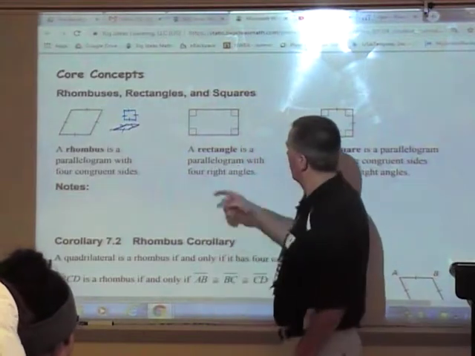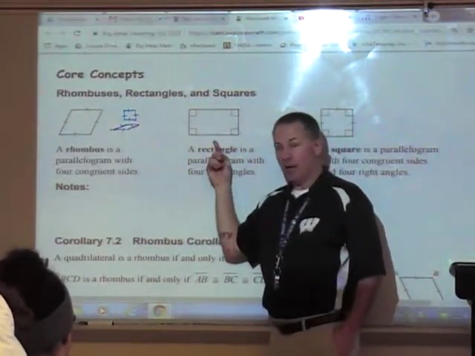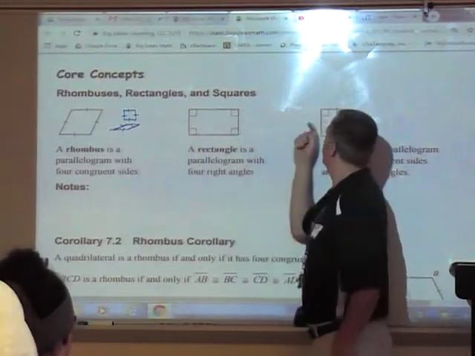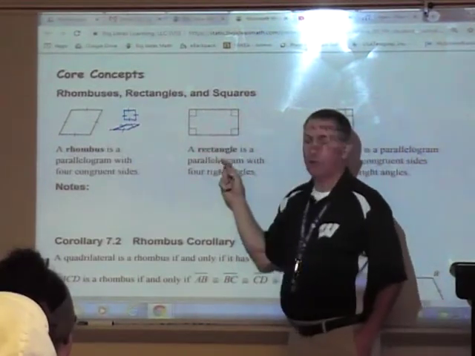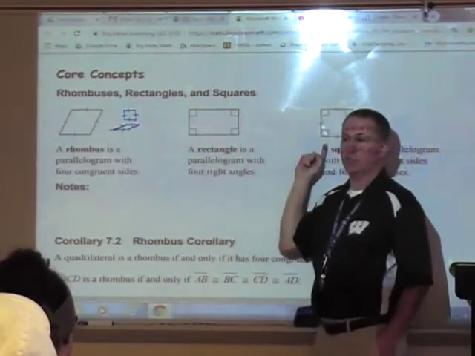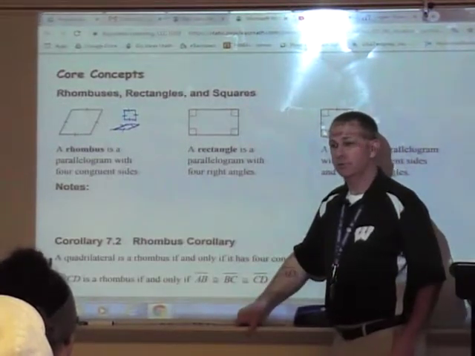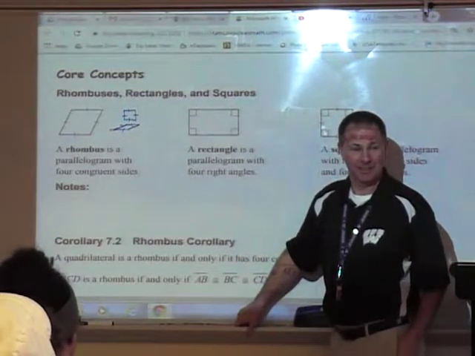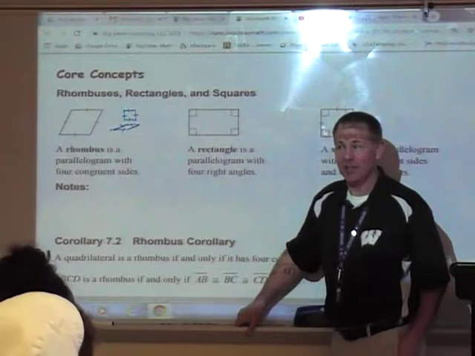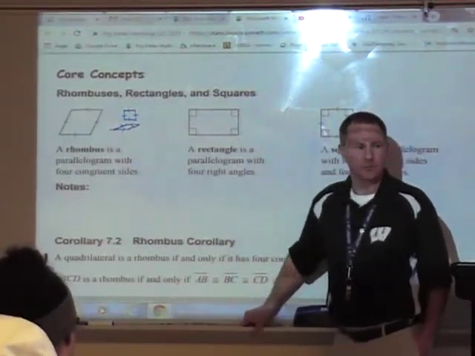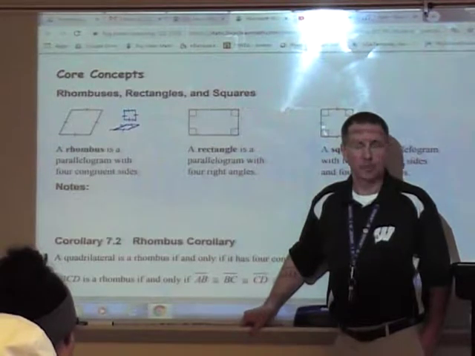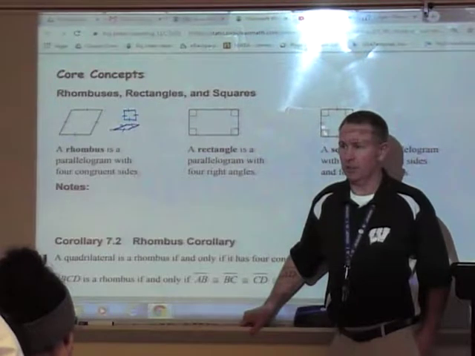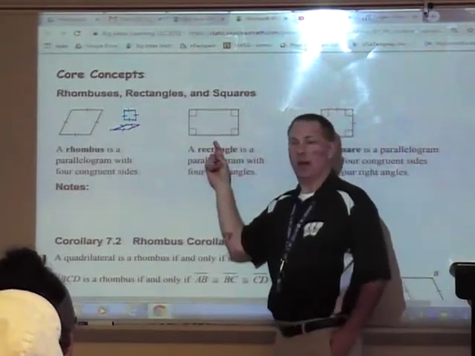Alright, a rectangle sometimes is a square. Opposite sides are congruent in a rectangle, and it has 4 right angles. So a rectangle is sometimes a square. Is a square always a rectangle? You tell me, what do you think? Does it have opposite sides that are congruent? Does it have 4 right angles? It is always a rectangle. But a rectangle is not always a square.